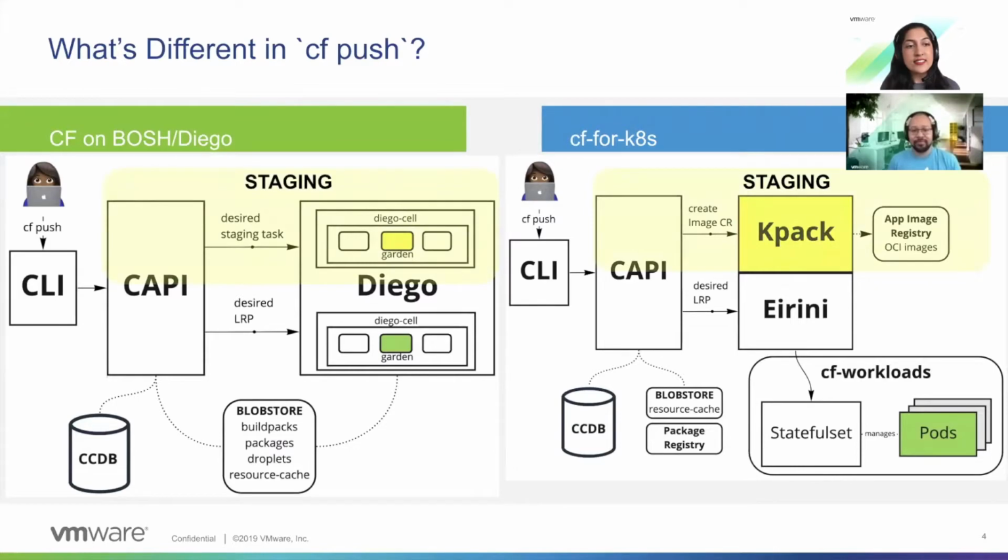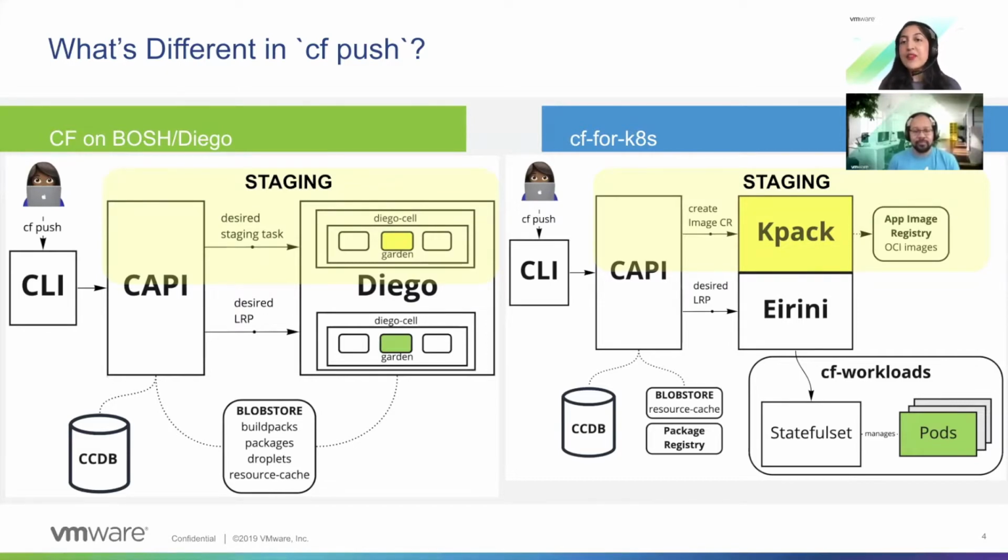Staging in the CF on BOSH and Diego world worked with CAPI desiring a staging task to Diego. And the staging task included things such as the build pack and package URL from the Blob Store so that the Diego cell would know where to pull this information from in order to actually build the app. And the actual staging happened in a garden container in a Diego cell in Diego.